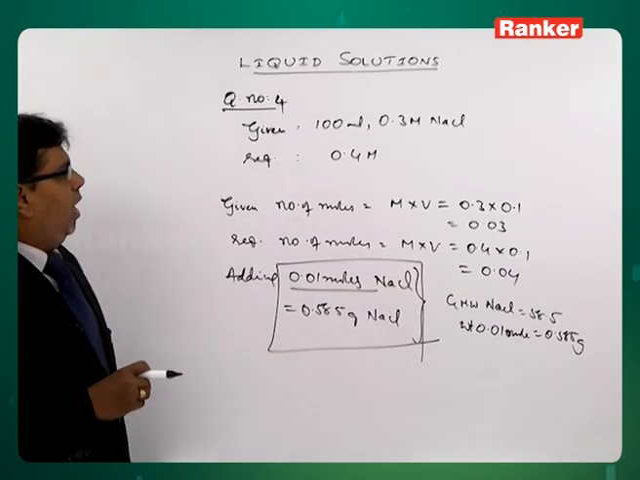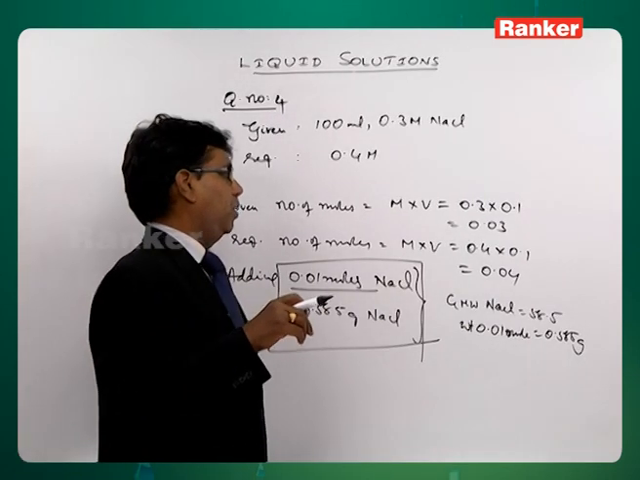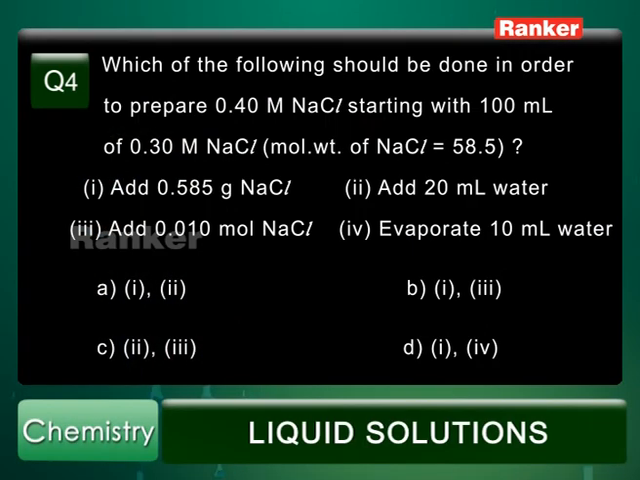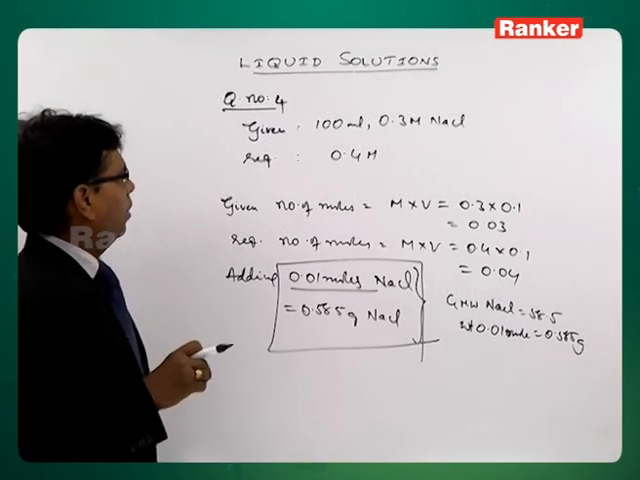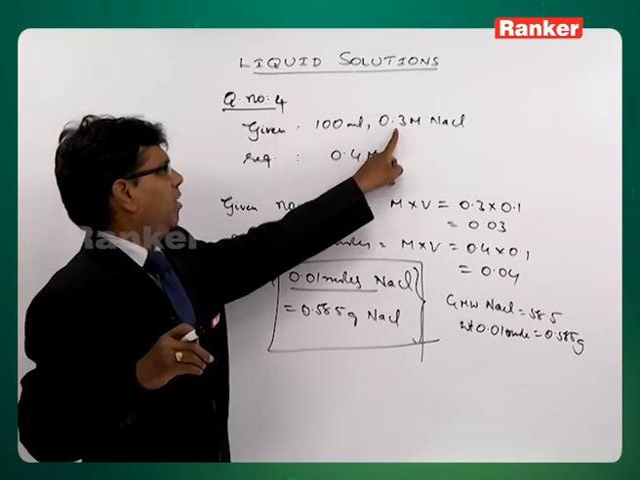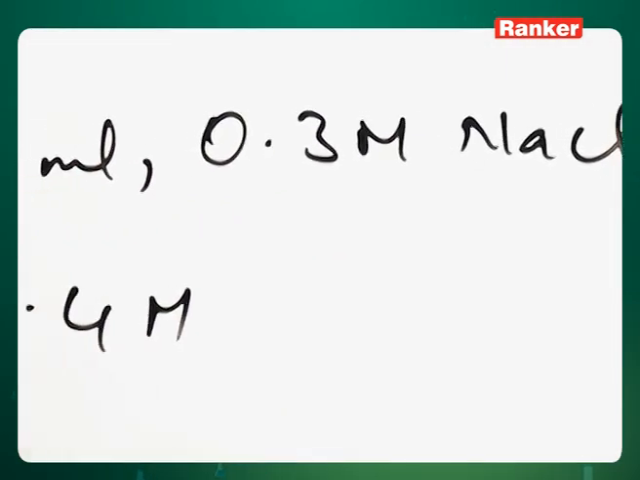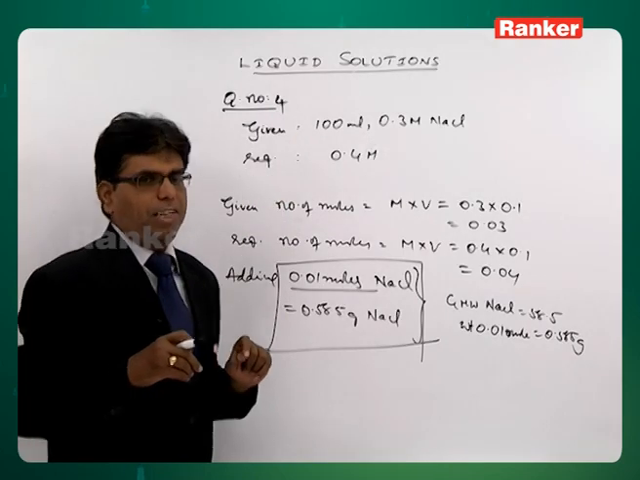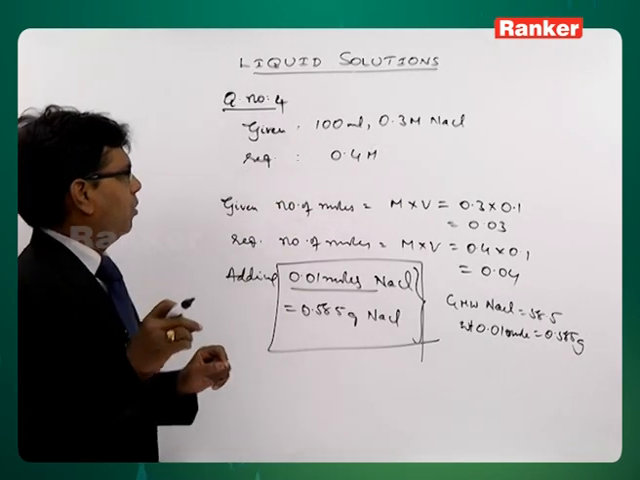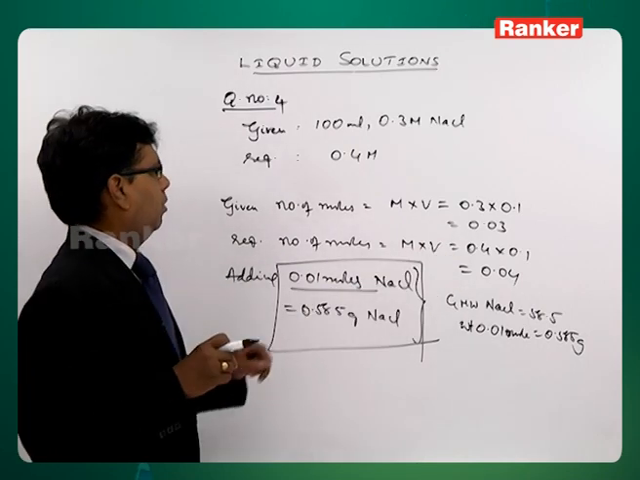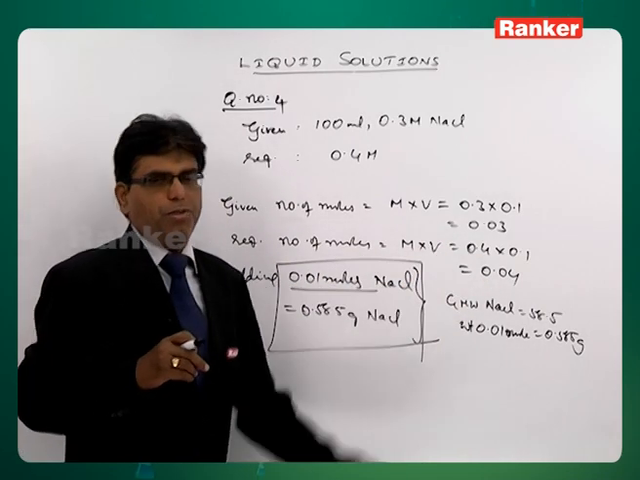But suppose if you evaporate water, you can also increase the concentration. But if you evaporate water, say like in one of the options that is given, if you evaporate 10 ml of water, what will happen? Volume becomes 90 ml, but this remains 0.3. So, 0.3 into 0.09, we do not get 0.04, we do not get it.